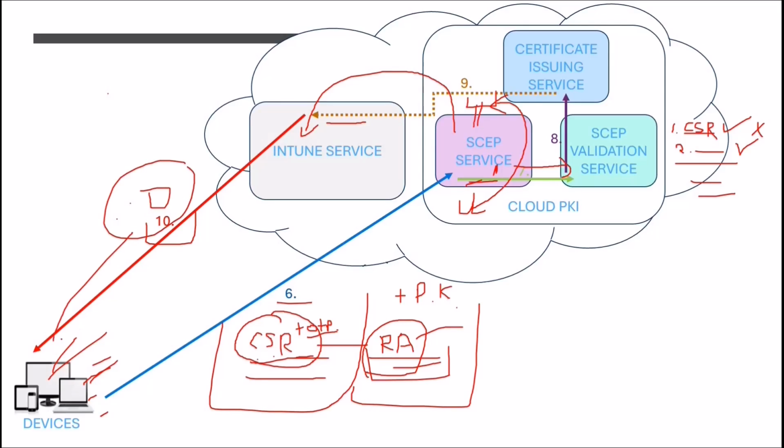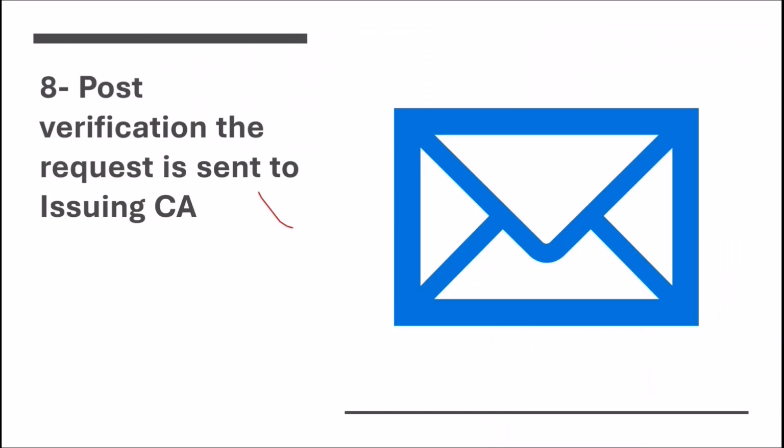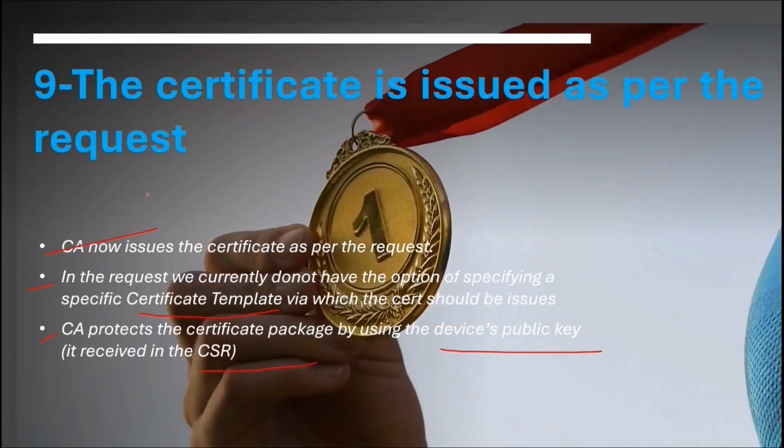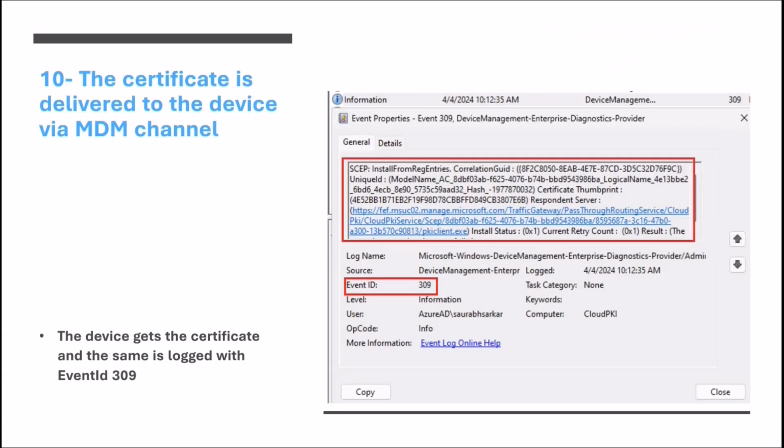So this comes down to the device. The device is now going to decrypt it using its own private key. So that only this device can look at this certificate, nobody else, because this is encrypted. The device is going to look at the certificate by decrypting it with its own private key, and then it's going to install the certificate. So in step 10, the certificate is delivered to the device via the MDM channel.